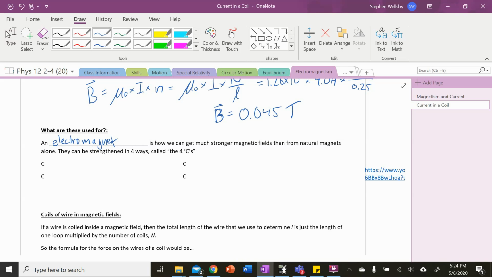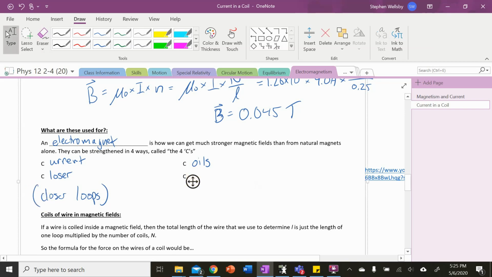A couple of them are maybe the more obvious ones. More current. So more current, you're going to have a stronger field. Also, coils. If you have more coils in your loop, you're going to have a stronger magnetic field as well. You can also put these loops closer. The more densely packed you have them, the stronger your magnetic field is going to be. And the last one here is a core. So having an iron core.